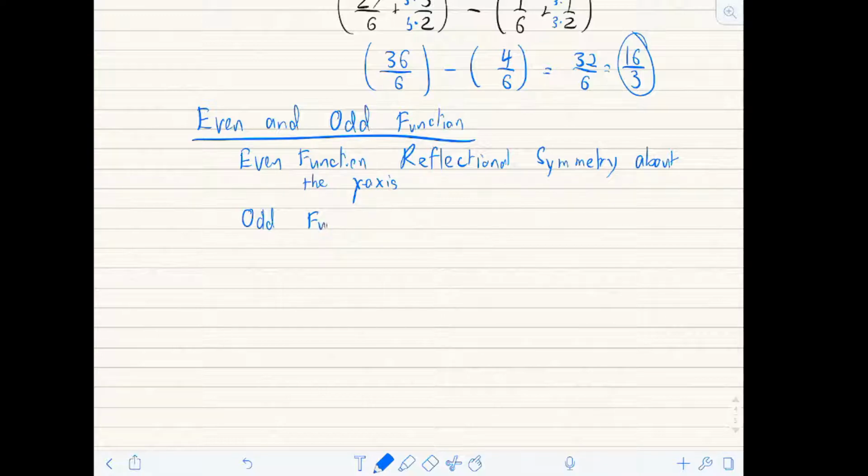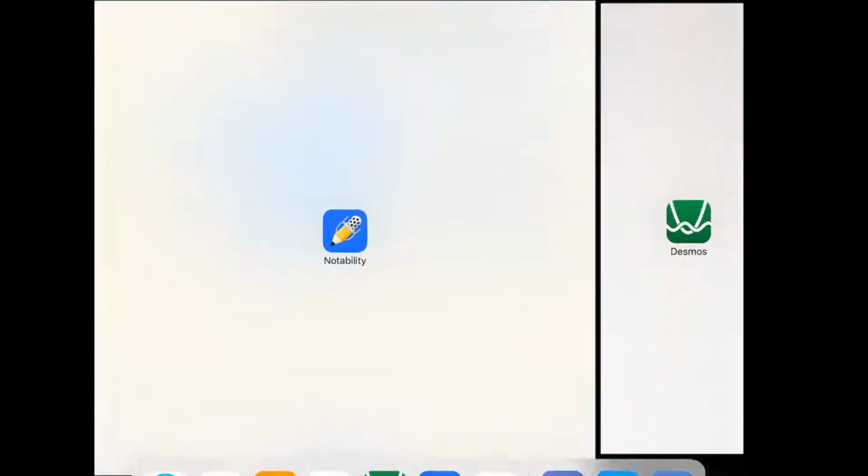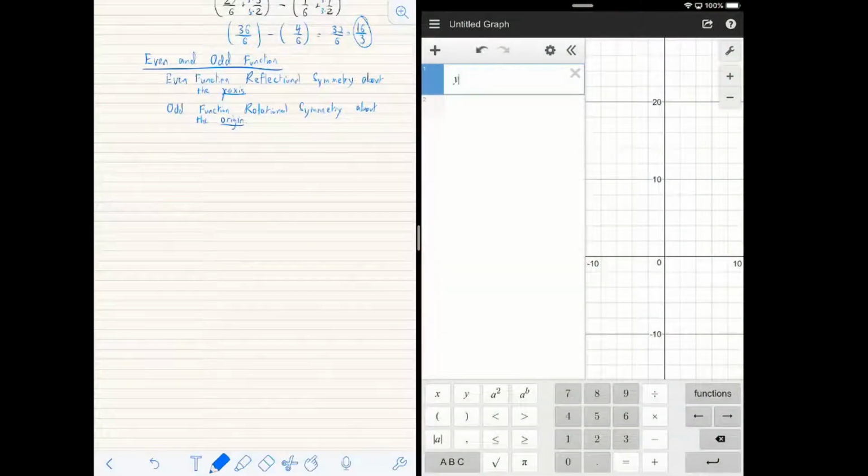An odd function has rotational symmetry about the origin. Okay, so that's the important thing to remember about even and odd functions. So if I were to take a look at, let's say, an even function, it would look something like this. Y equals, let's say, 3x.